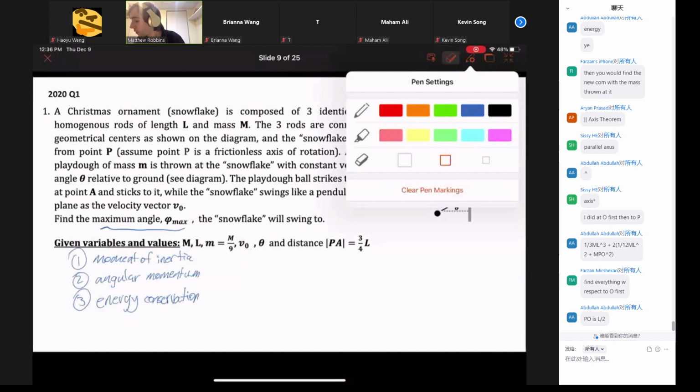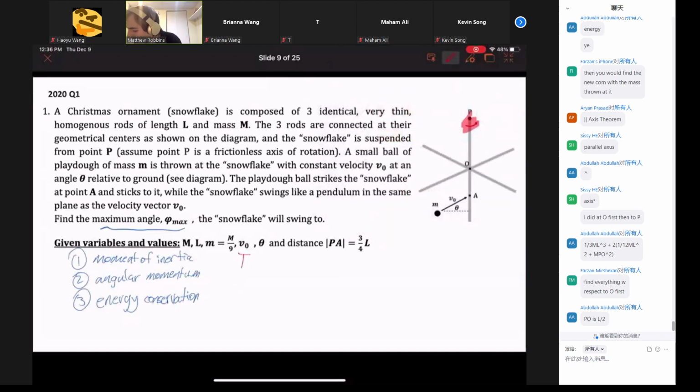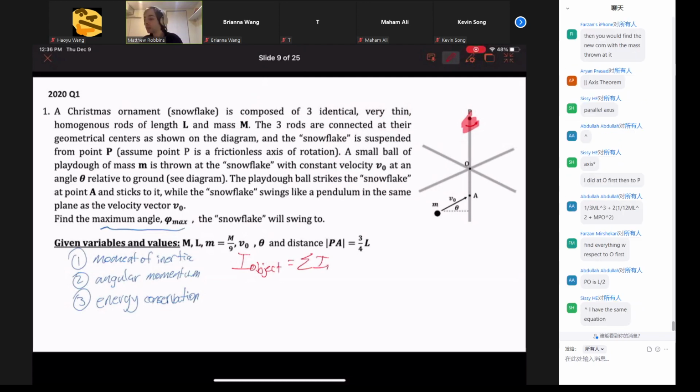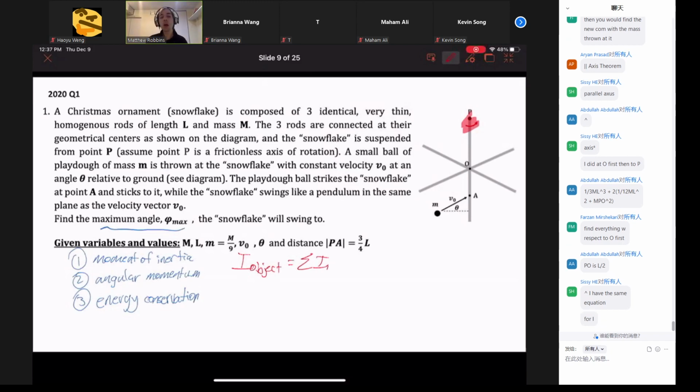One of the properties of a moment of inertia is that the moment of inertia of some object is equal to the sum of the individual moments of inertia. And then we know what the moment of inertia of each object is.